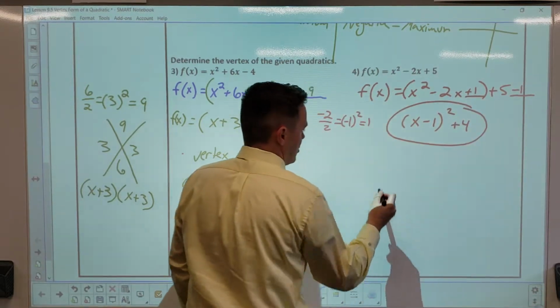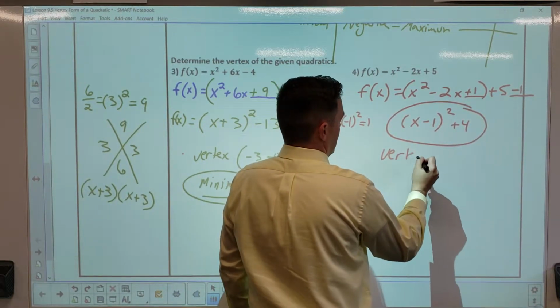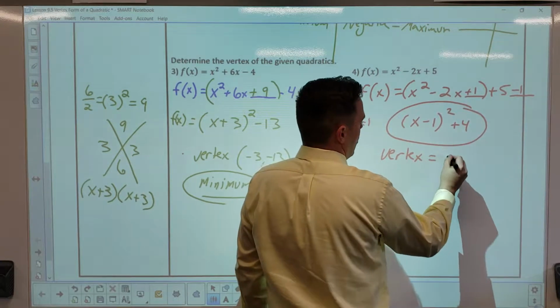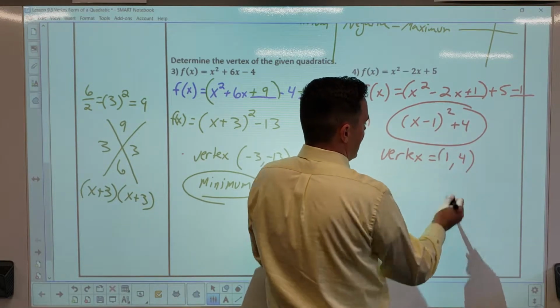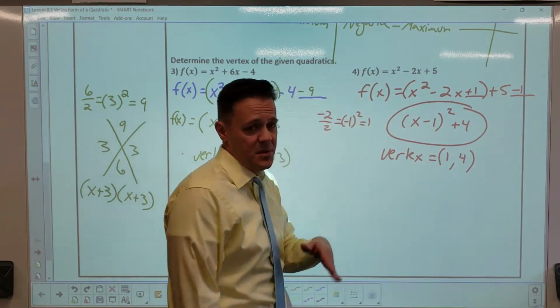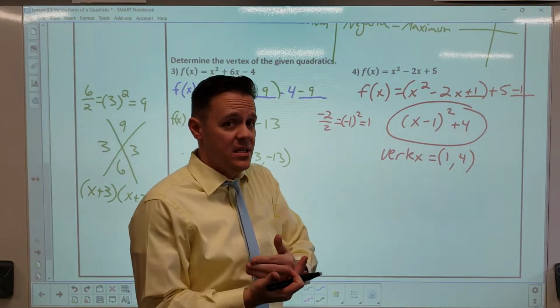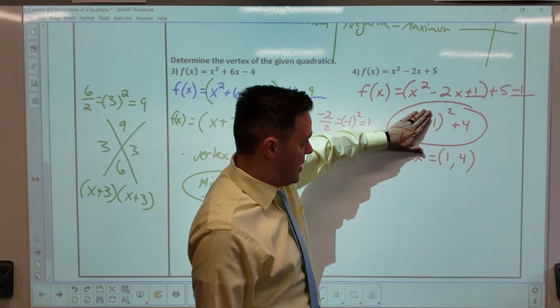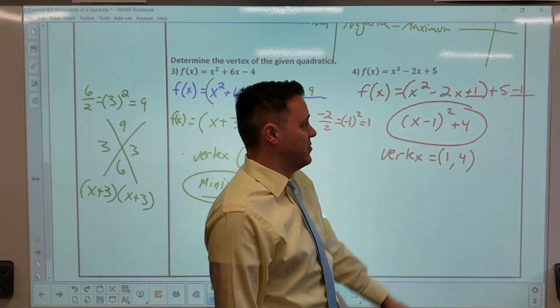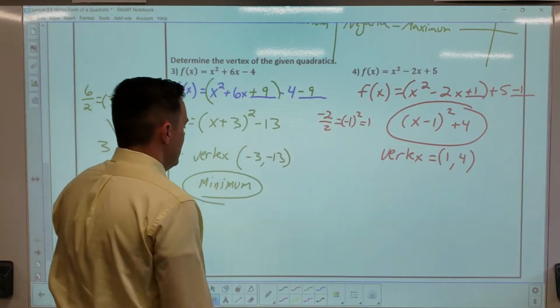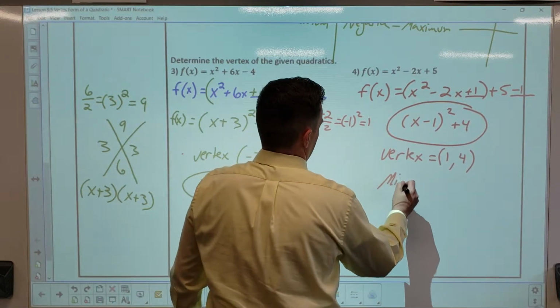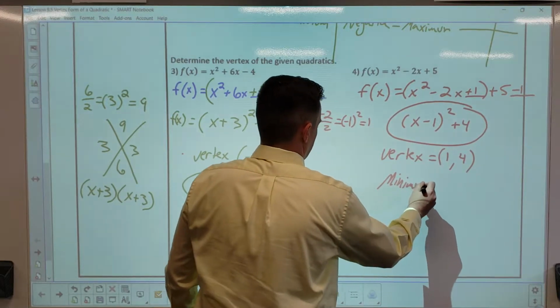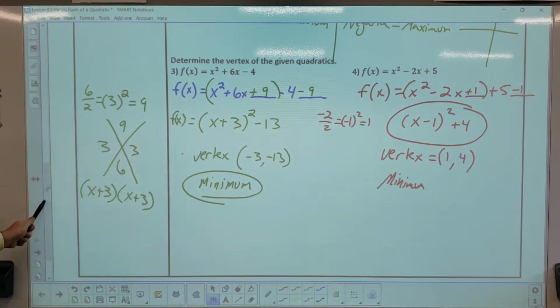So there's my answer. So my vertex is 1, 4. And the reason it's not -1, remember, is because the formula is supposed to be x minus. If it is x minus, then this is a positive 1, and that's a positive 4 because that's straight down. So there you go. This also is a minimum. All right, so that's it for this side of the notes.